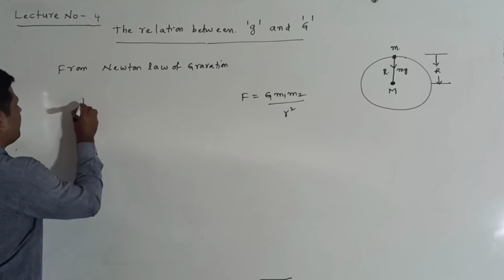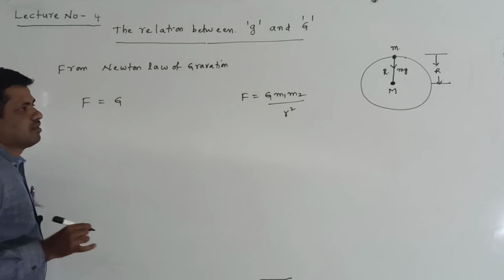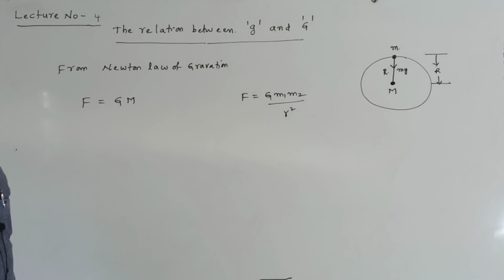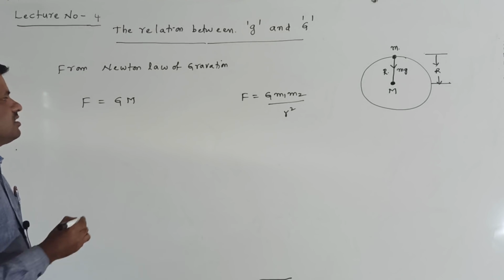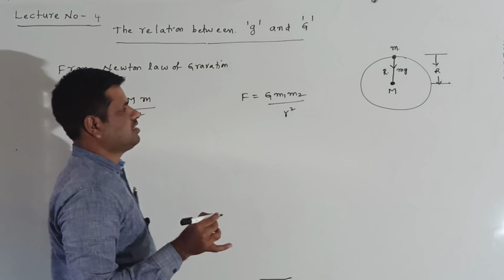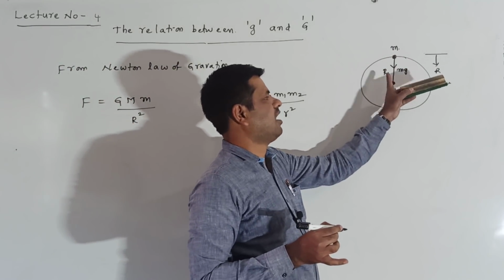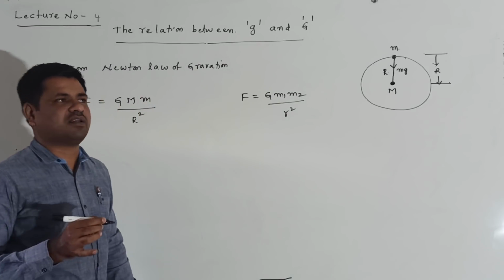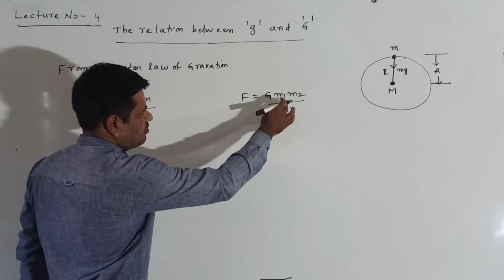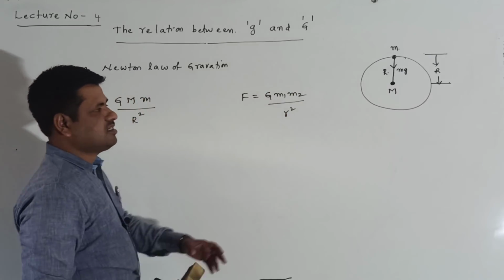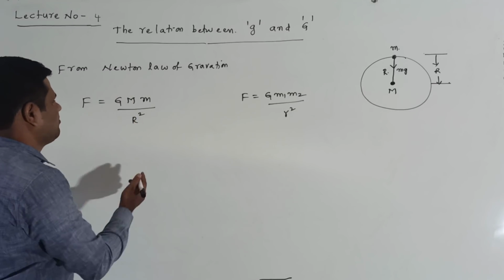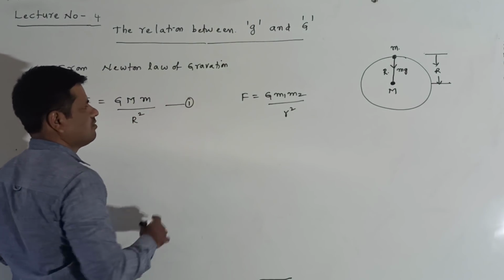But here, from this formula, I am writing G into the earth's mass, capital M. Capital M is the mass of the earth and small m is the mass of the body. The distance between capital M and small m is capital R, the radius of the earth. That is the distance between the two masses m1 and m2. As usual I am writing this, and it is given as equation number 1.